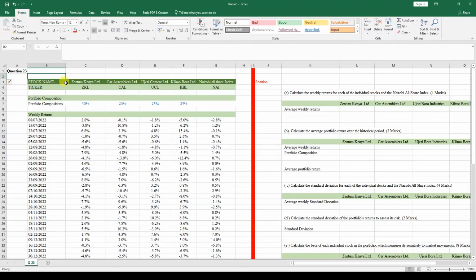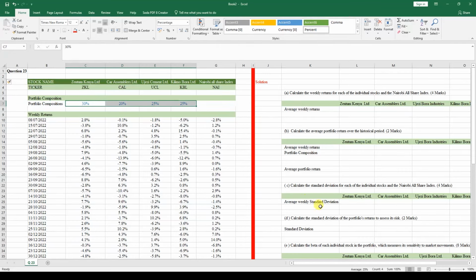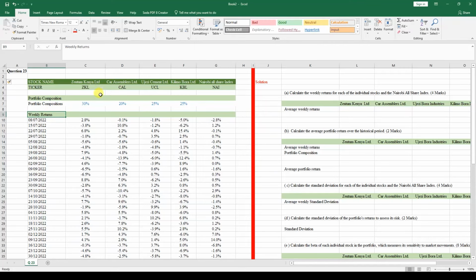You've been given the stock name, Z-Term Kenya Limited, Car Assemblers, Ujenzi Centum, M-Cement, Kilimo Bora, Nairobi All Share Index, and you've been given the ticker symbol right over here. You've also been provided with the portfolio compositions, and all of these total 100%. You can quickly check by scrolling down over here, and you can see that the sum is 100% right here. You are presented with the weekly returns for all of those four companies, including the Nairobi All Share Index.